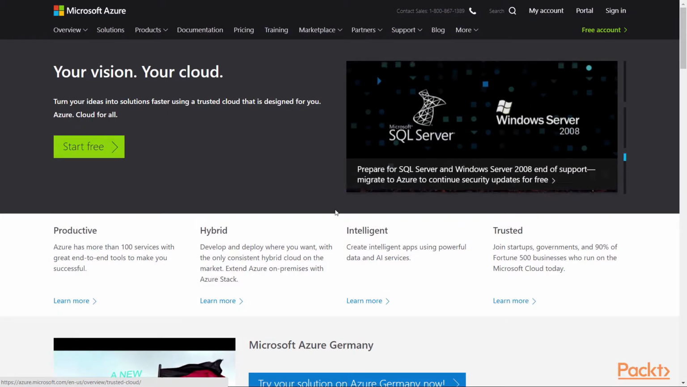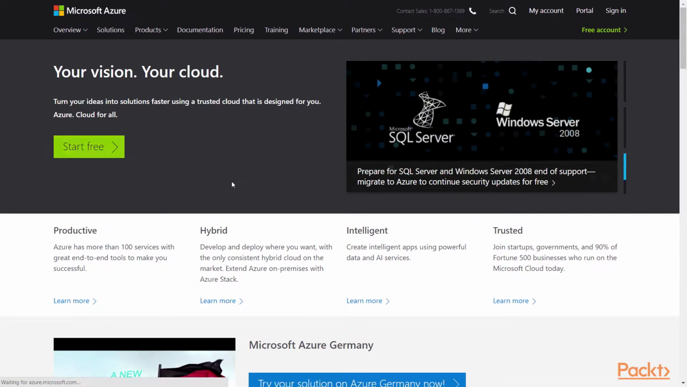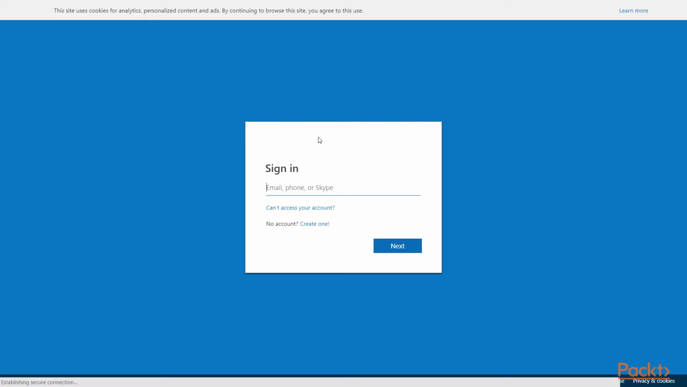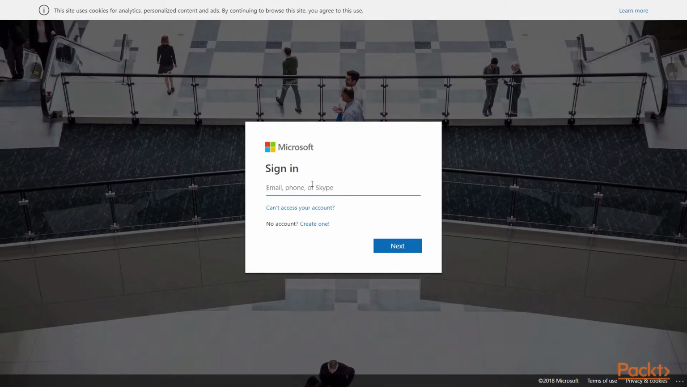Here's the Azure homepage, where you can click on Start Free and begin setting things up. If we again click Start Free, you see that you get 12 months of free services. By free services, they mean specific services that are provided for free for 12 months, and you also get a $200 credit for use within the first 30 days.